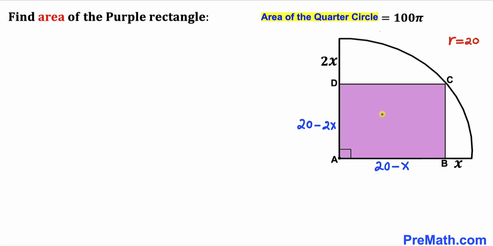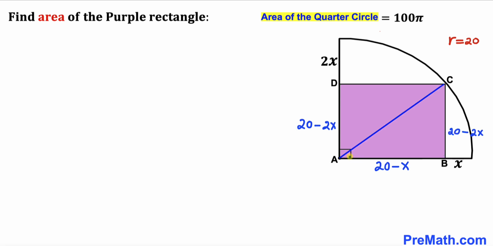And here's our next step. Let's focus on this rectangle ABCD. We know that this side length is going to be equal to this side length. This side length is 20 minus 2x. So therefore, this side length is going to be 20 minus 2x as well.